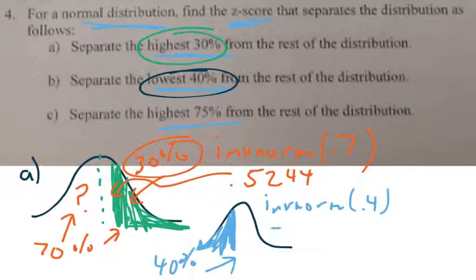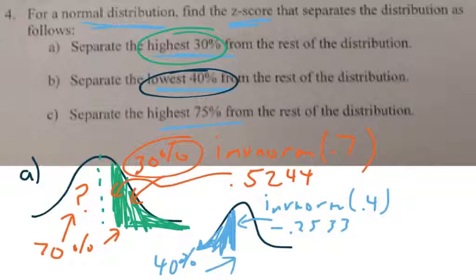Okay, did you get negative 0.2533? If you did, great job. You see that mark right there is 0.2533 standard deviations below, or less than, the mean. Okay? Alright, finally let's do C.